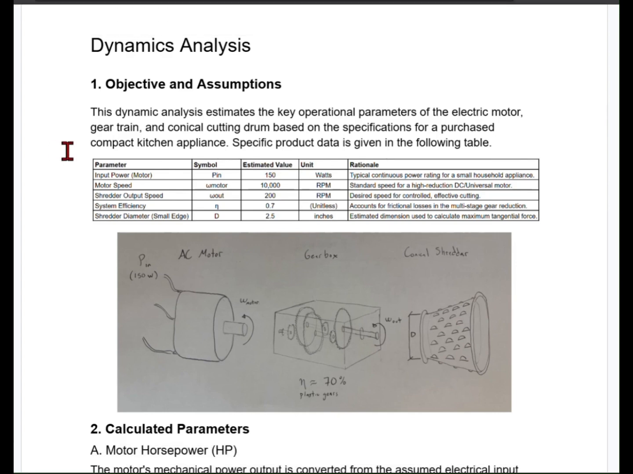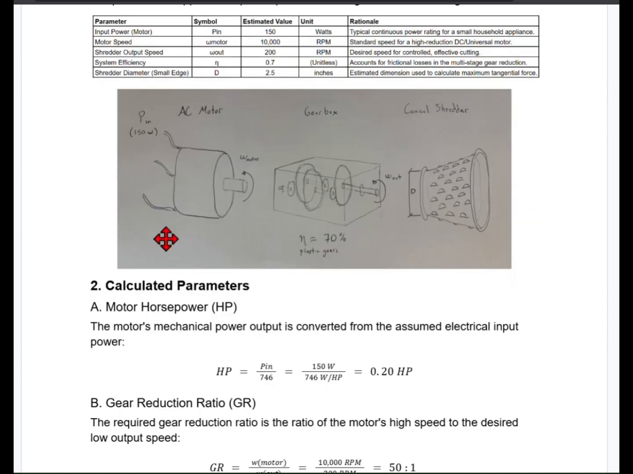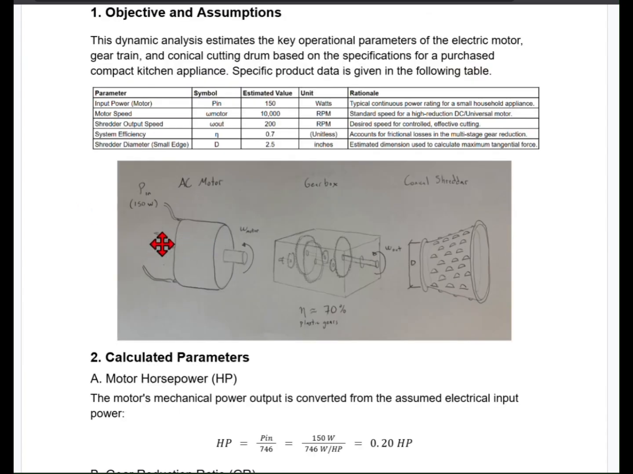So, to begin, for our analysis, we have three main components: an AC motor, a gearbox, and a conical shredder. And these three components have some given values here. First, for our AC motor, we have a power in of 150 watts and an omega, which is an angular speed output of 10,000 rotations per minute, RPM. That then is transferred through a gearbox to an angular velocity out of that. So a speed reduction and a torque increase, and that output is 200 RPM.